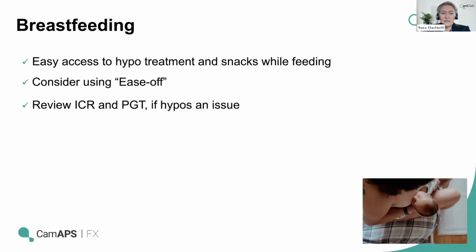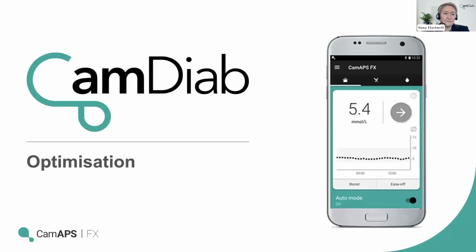And then just a word about breastfeeding. So obvious things: easy access to hypo treatment and snacks while feeding. Often drizzling in carbohydrate works really well. It's almost treated in the same way as exercise. Consider using Ease-off, and then reviewing the insulin-to-carb ratios and the personal glucose target if hypos are a particular problem, just the standard optimization if needed.